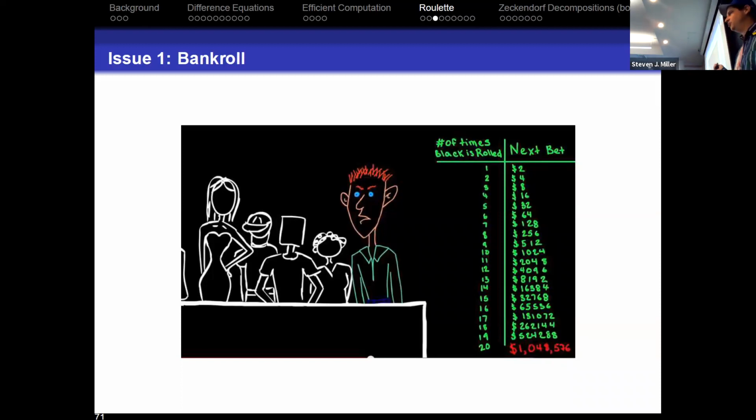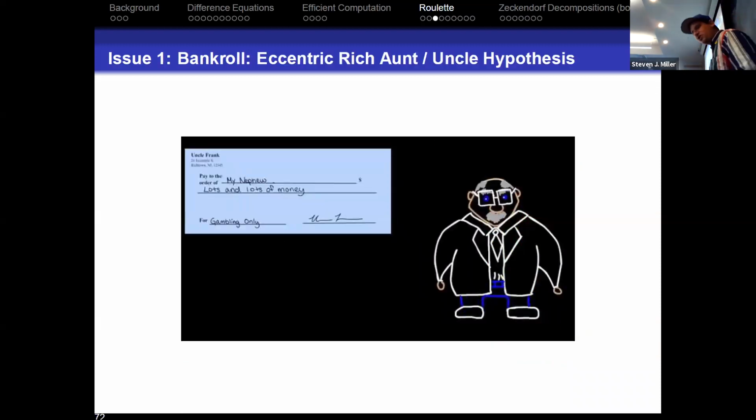Now, how many of you have taken economics? So you're used to unreasonable assumptions, correct? So we will have the eccentric rich uncle aunt hypothesis. I posit the existence of an eccentric family member who has an essentially infinite bankroll, and whatever money you need to keep playing, your eccentric aunt or uncle will give you that money. They will not give you $1 directly. They want you to work for your money. But they will bankroll you. They never want you to be denied an opportunity because you don't have the money. So if you need $15 quadrillion, they're there for you.